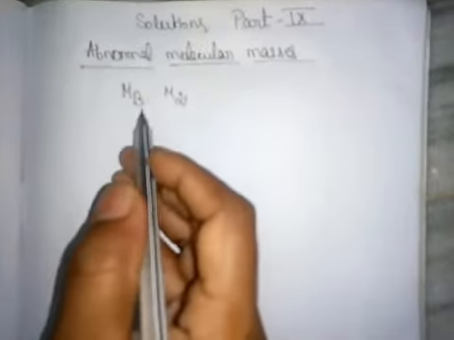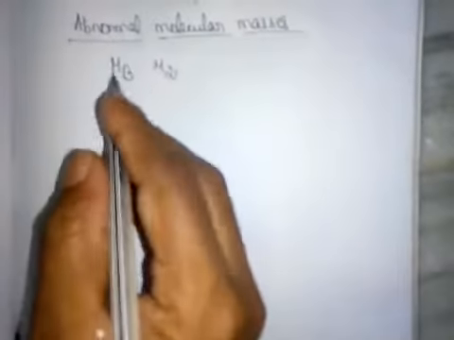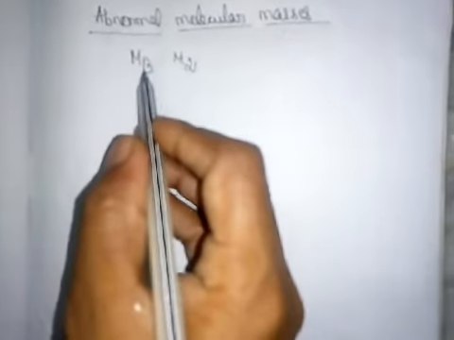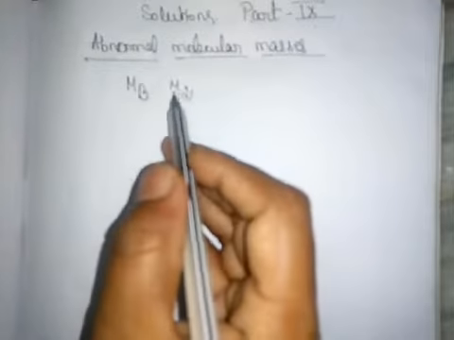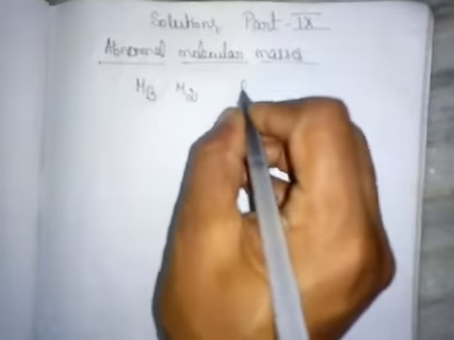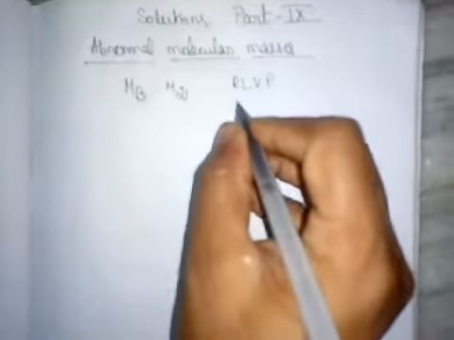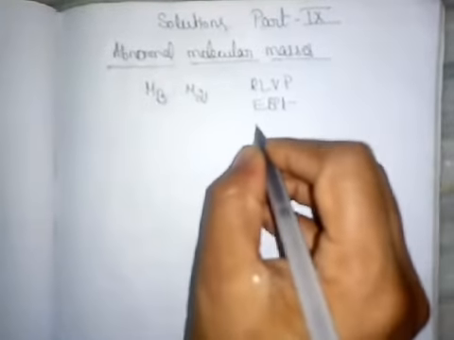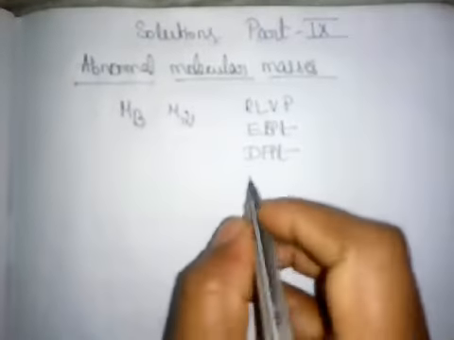In last videos, we have learned to calculate the molecular mass of the solute, that is Mb or M2, using all the four colligative properties, that is relative lowering of vapor pressure, elevation of boiling point, depression in freezing point, and osmotic pressure.